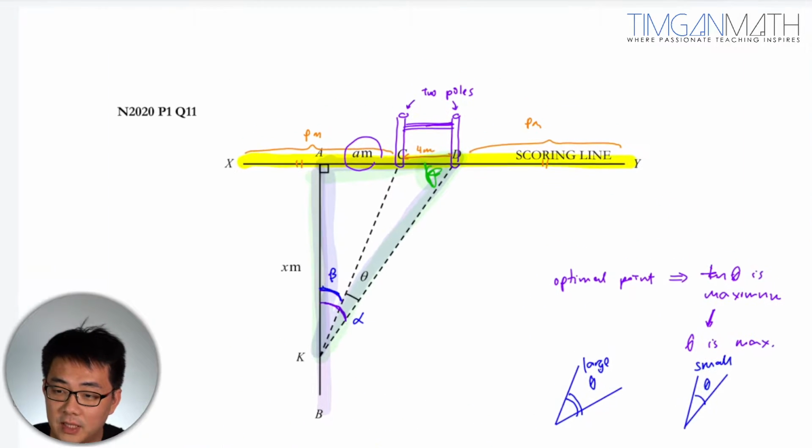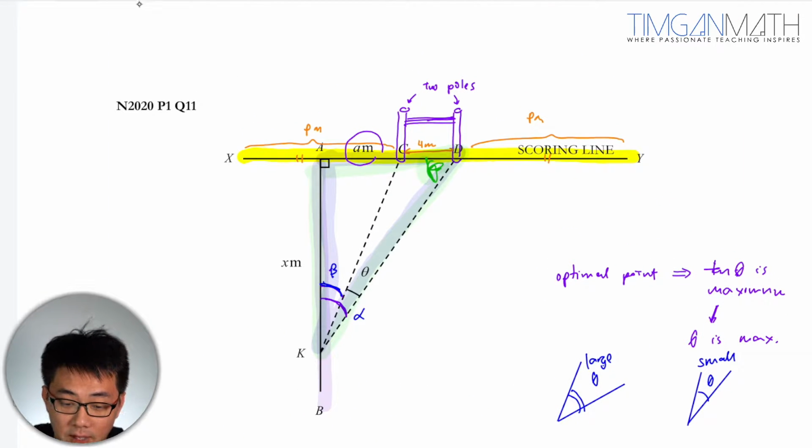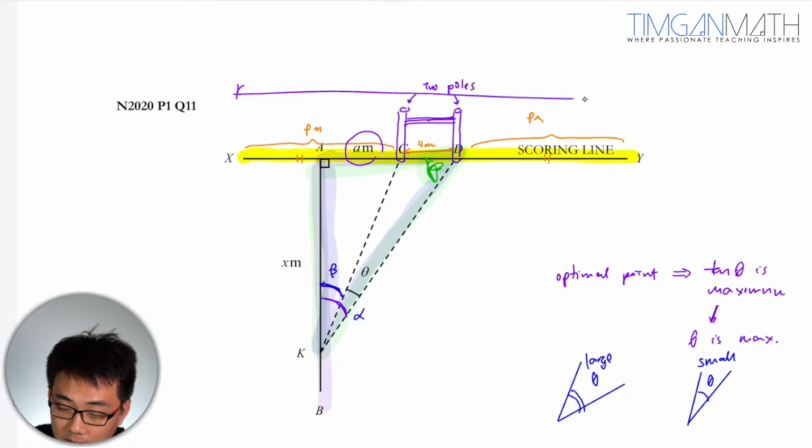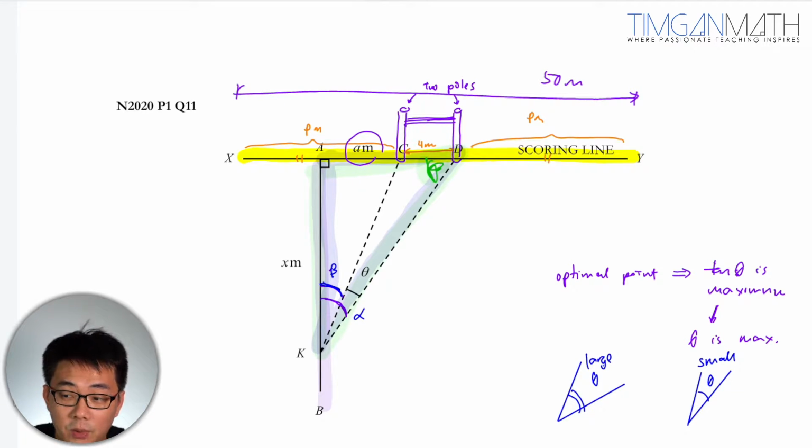So let's look at part 5. It's given that the length of scoring line XY is actually 50 meters, so it's here. Okay, this is 50 meters. Then after which, find the range in which the optimal angle lies in, and the location of A varies between X and C.